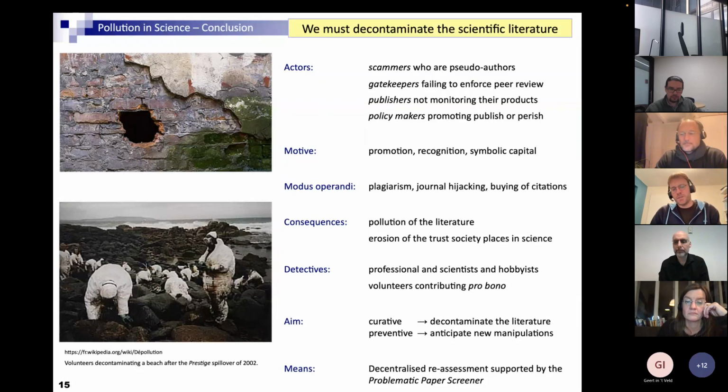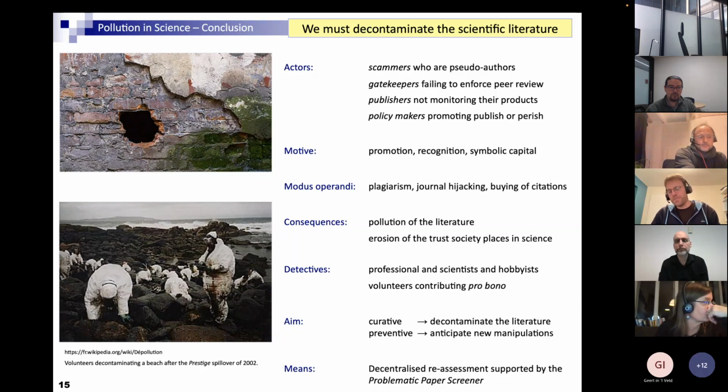I told you about detectives. There are professionals like Cyril and myself and many others. And there are also hobbyists, people who prefer to post on PubPeer compared to doing some puzzles, for instance. We know some of these people. We are volunteers and we contribute these skills pro bono. Our aim is to curate the literature, to decontaminate what has been published, and we also need to take care of the new manipulations that will occur, and we have started talking about that in the previous talk.